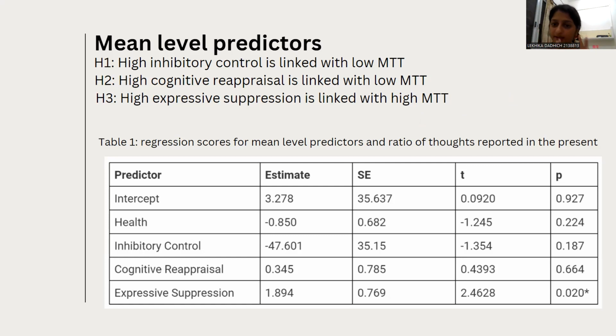So how I calculated this was, of all the thoughts that they had reported, I calculated the ratio of the present thoughts, and then I did a t-test on people with high inhibitory control and people with low inhibitory control. But contradictory to my hypothesis, I was not able to find a difference between the two types, so people with high inhibitory control and people with low inhibitory control.